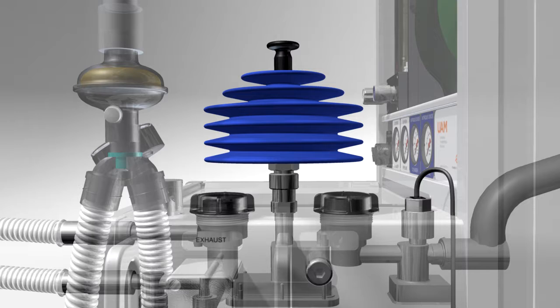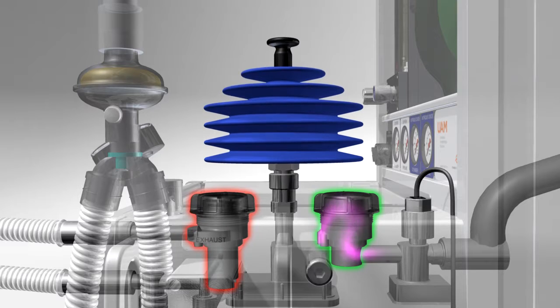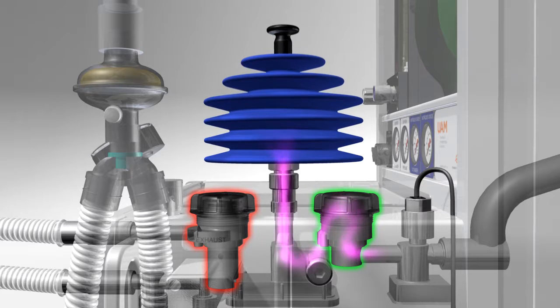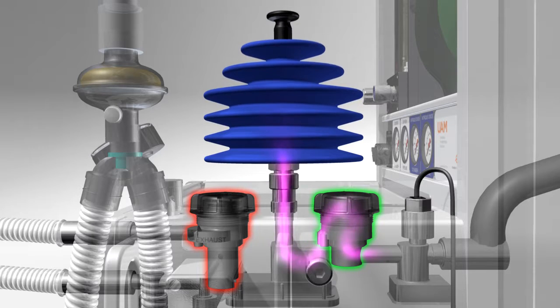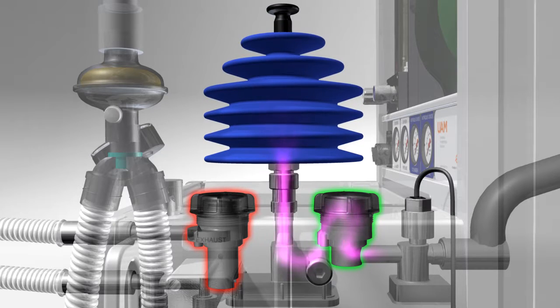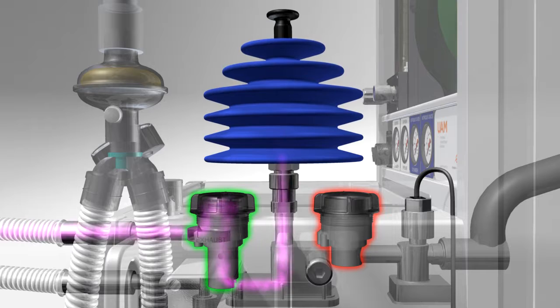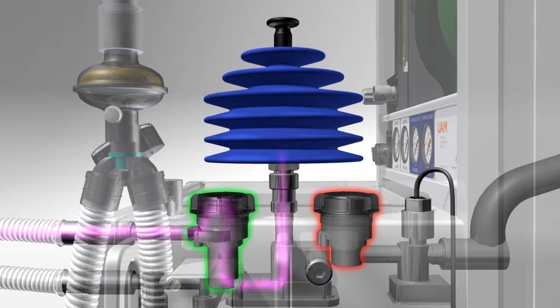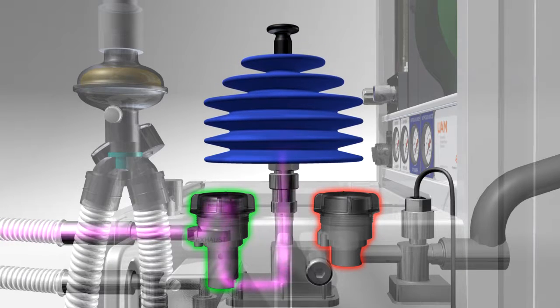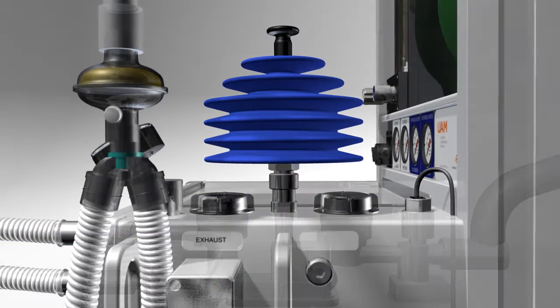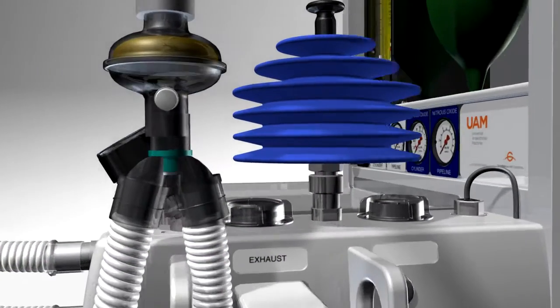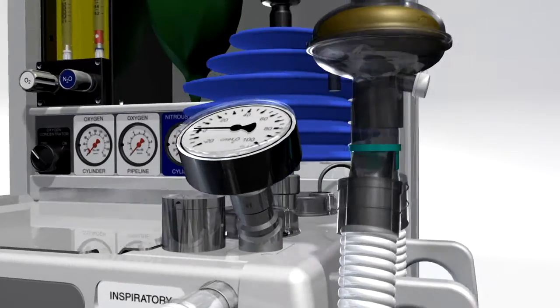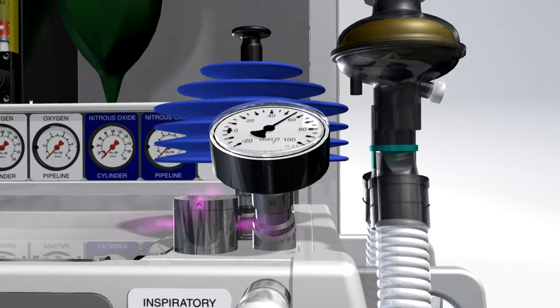When the bellows are raised, gas flows through the first non-return valve into the bellows, while the second non-return valve remains closed. As the bellows are pushed down, the gas flows out through the second non-return valve into the inspiratory limb. The first non-return valve is now closed. Another pressure relief valve ensures that excessive manual force on the bellows cannot cause harm to the patient.